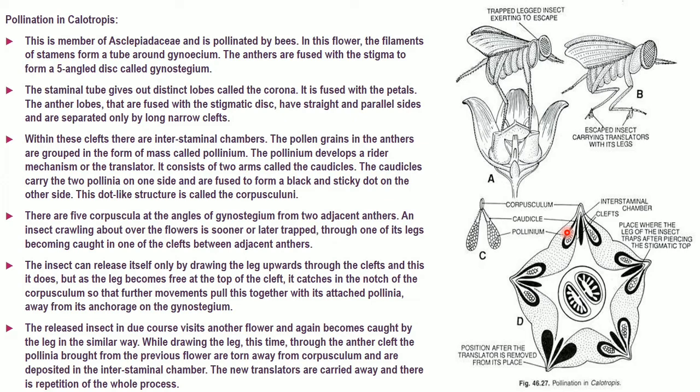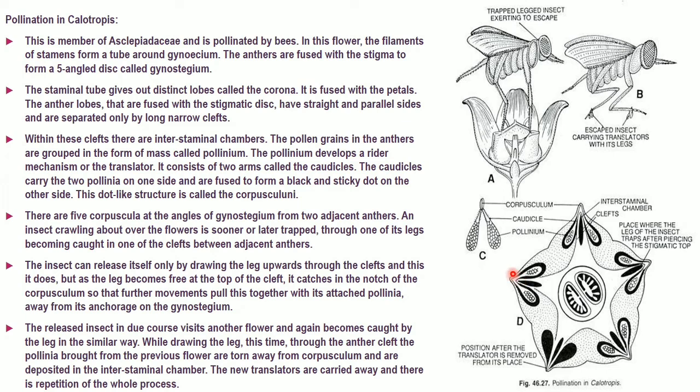So when it is pulling out, that time the leg becomes free. At the top of the clip, it will be catching this corpusculum. It will be entangled over here in these legs, and it will be carrying this pollinium. You can see, it will be carried by this bee's legs. See, here you see, when the bee has escaped, the part will be looking like this. Understood? That means the pollinium is taken out.